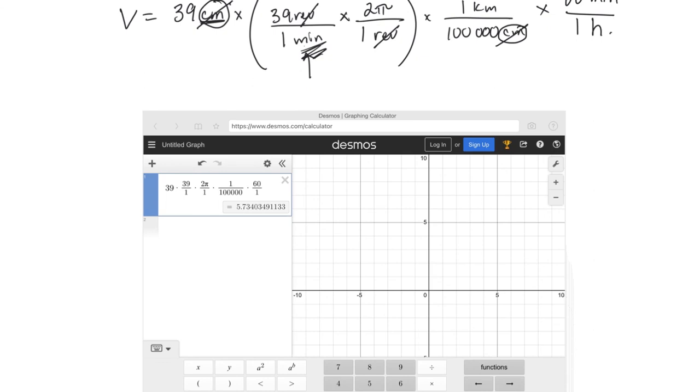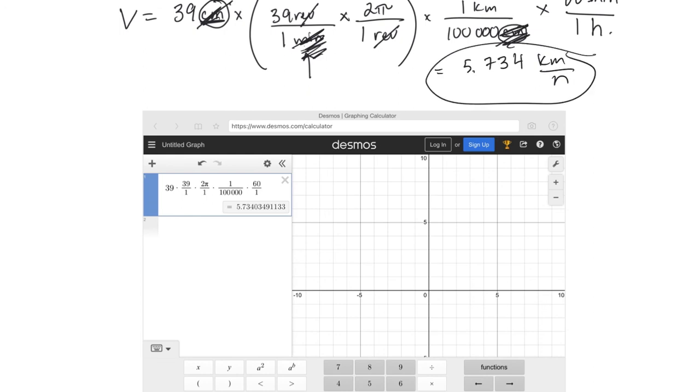There we go. So they were going 5.734 kilometers per hour. The minutes canceled there, and the centimeters canceled. We got those canceled already. Good. So 5.734 kilometers an hour. It's actually fairly fast. Hopefully that helps you with that question or two.